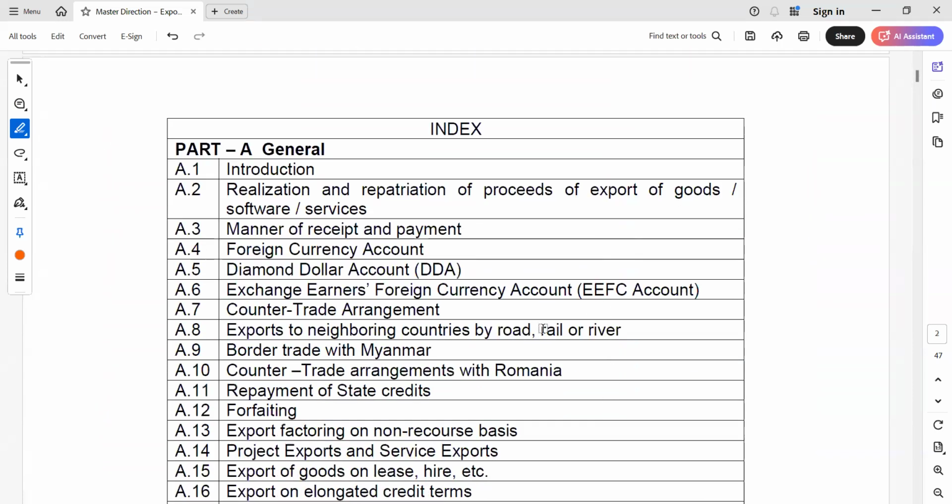So this is the index of what we are going to learn in this. Here you can see these are the important topics: realization and repatriation of export proceeds of export of goods and services, manner of receipts and payment, foreign currency accounts, EEFC account. So these all we will be discussing in this video. Okay, so many points are there. These all points are very important if you're preparing for the foreign exchange exam and international trade finance. Okay, so let's start.